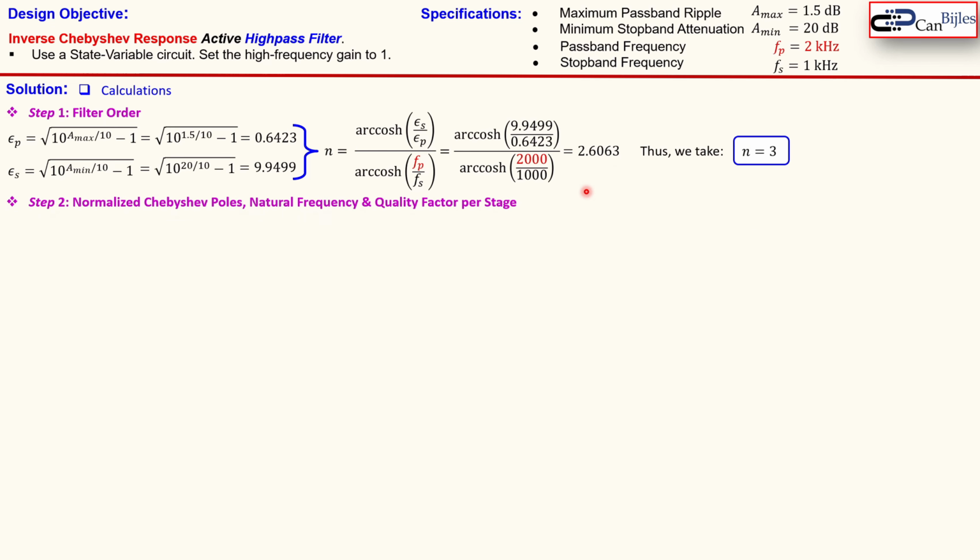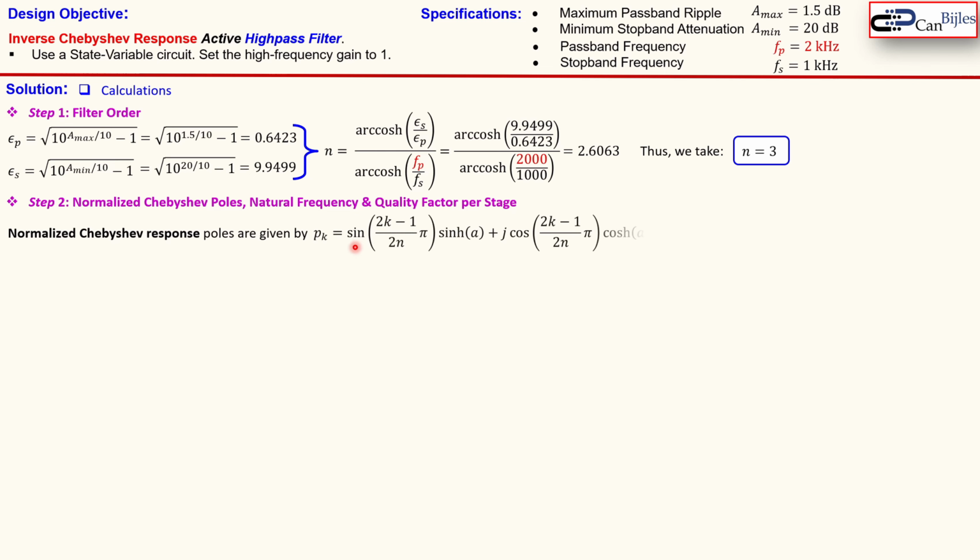Okay, next step, we need to go to the normalized Chebyshev poles, the natural frequency and the quality factor per stage. The poles for the normalized Chebyshev response are given by this expression. You see here the real part and the imaginary part. There are also some parameters. Let's go one by one. The K here is our pole number. The N is our filter order, so we have N equals 3. And the A here is some value which is calculated using this formula. So we have now here our A also.